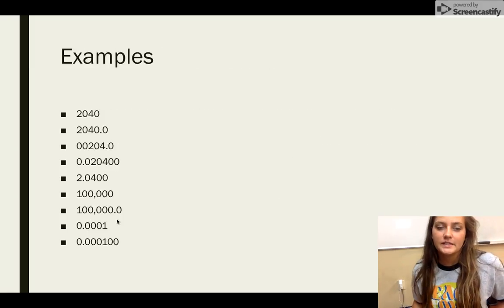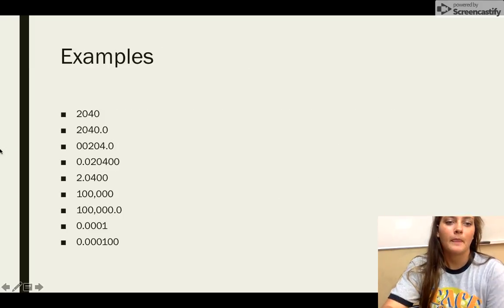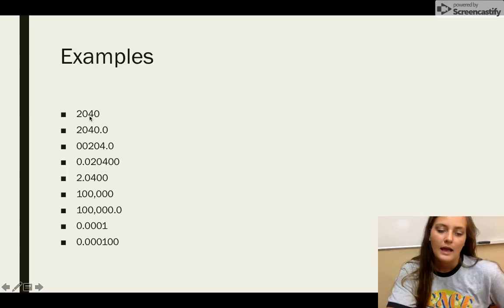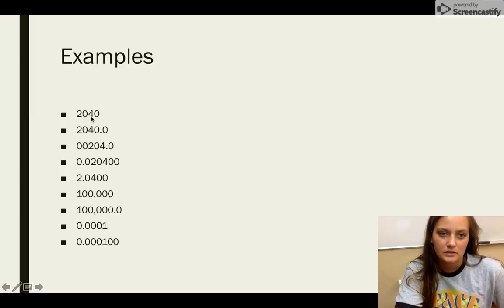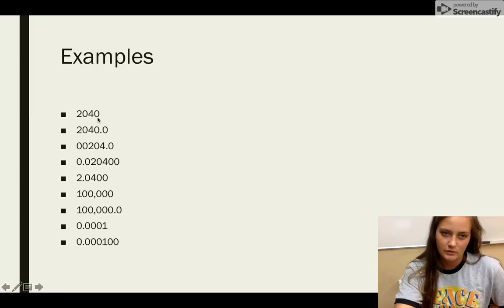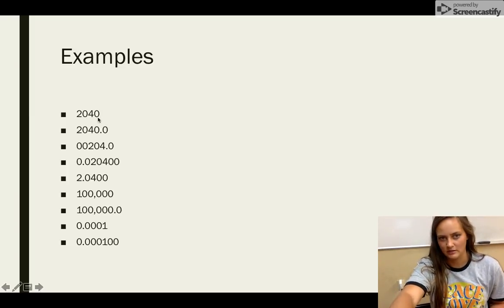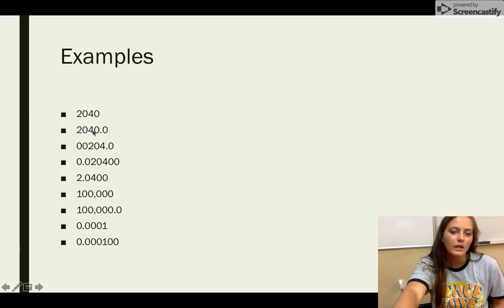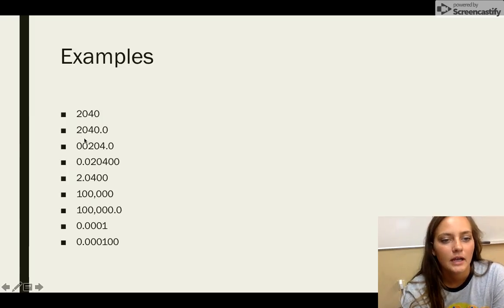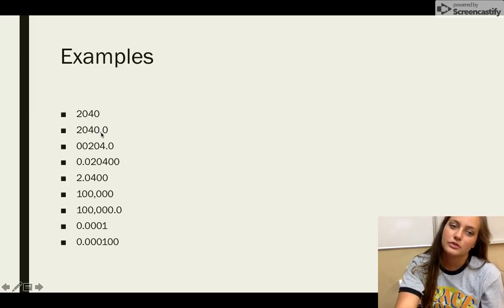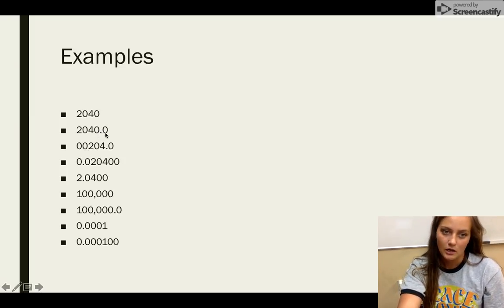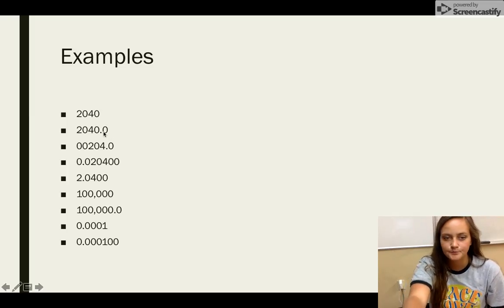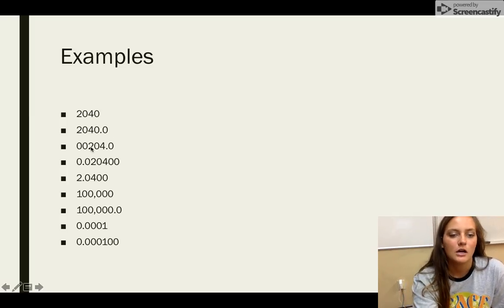And these are some examples. This number right here has 3 significant figures because this zero is a captive zero, and this one's a trailing one, and it doesn't count because there's not a zero followed by it. This number has 1, 2, 3, 4, 5 significant figures because there's a decimal, so these 2 zeros are counted as significant figures.